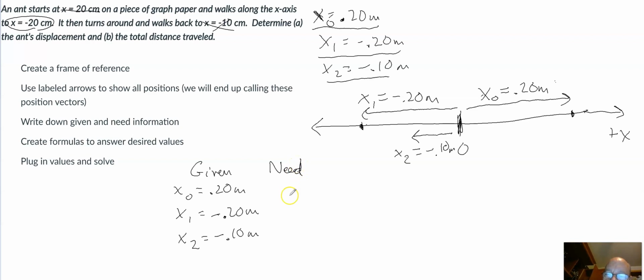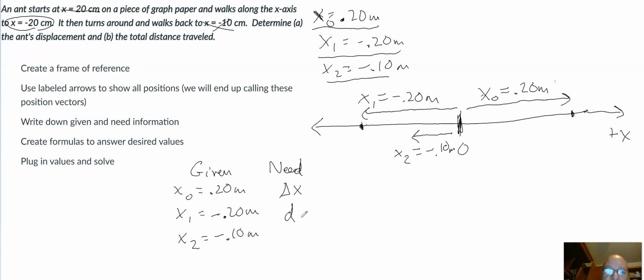I need the overall change of position. I want to know the ant's displacement. I want to know where it is at the end of its motion compared to where it was at the beginning of its motion. And then I also want to know the distance traveled. Okay, and remember those could be different because where I ended up compared to where I started might be different than how far I went to get there.